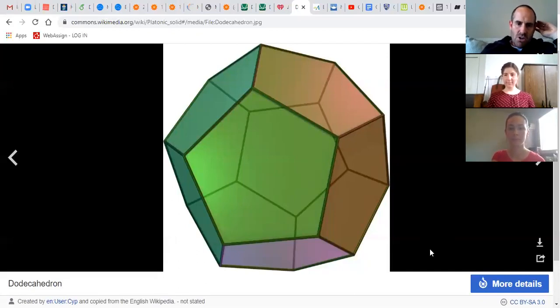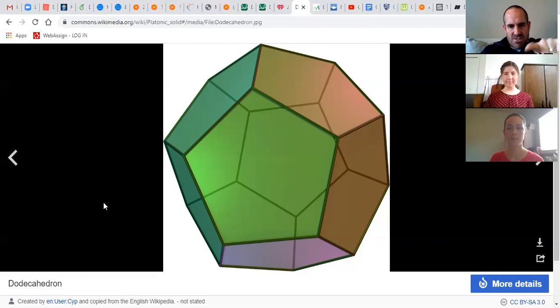Okay, so I guess we have a total of 12 faces. Is that right? 12 faces: 5 upstairs, 5 downstairs. I like to talk about it in terms of the 2 turtle shells. Does that make sense when I say the turtle shells? Yeah. So we have 5 faces upstairs, 5 faces downstairs.